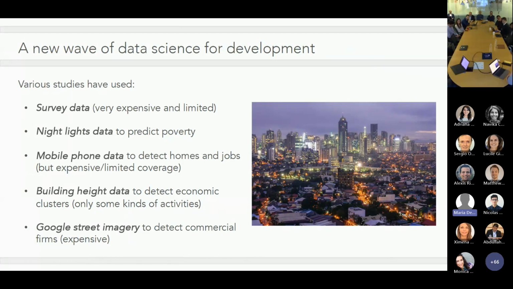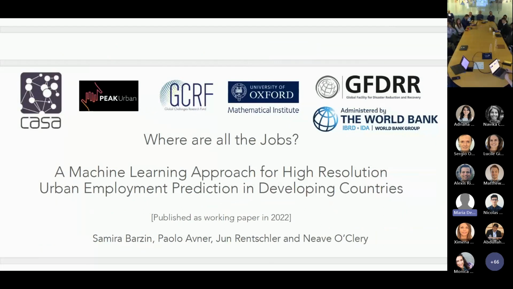Now, many of these different sources have limitations. Some of them are very difficult or expensive to access. They have limited and potentially biased coverage. And some of them only detect certain types of things. For example, Google Street Imagery can detect firms, but really only those firms that are visible from the street. So it's pretty good for commerce, but not for other types of things. And so what we wanted to do was think about how we can detect the spatial density of jobs in cities. That was the project that we started out with that Paolo outlined, and it was led by Samir Barzan, who did much of the analytical work at the University of Oxford, where I was based before I moved to UCL.